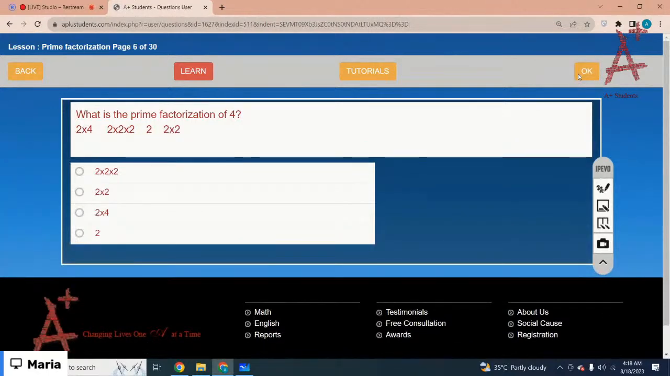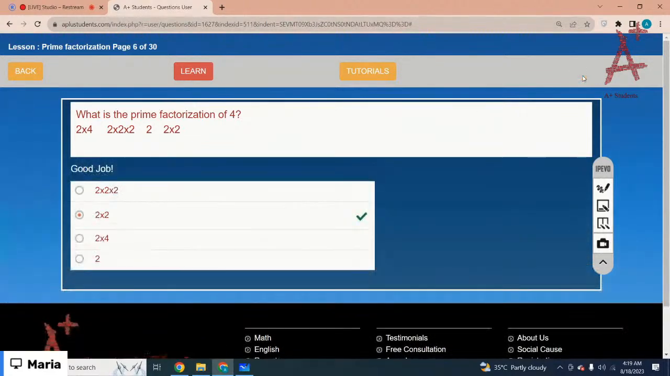Okay, what is the prime factorization of 4? So which is the correct option? The correct option is 2 times 2, right? 2 times 2 makes 4. So the correct option is 2 times 2.